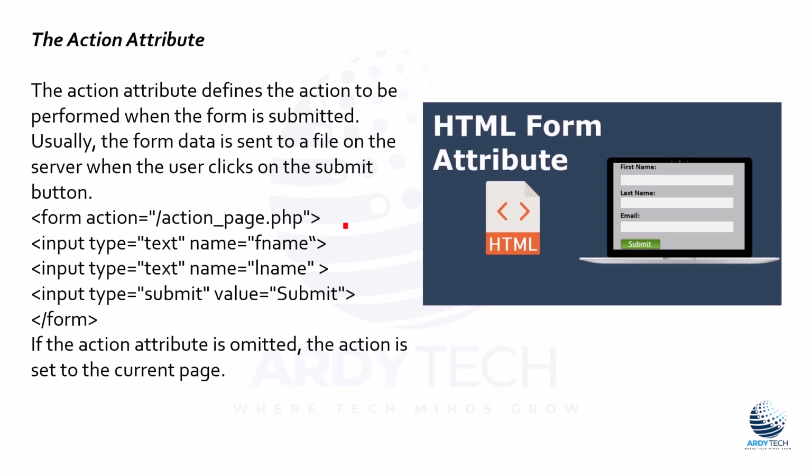The action attribute in form designs is also important. The action attribute defines the action that should be performed when the user clicks on the submit or send button on the web page. Usually, the data is sent to a server for processing when the user clicks on the submit button. For example, here, when the user clicks on send, this page can be sent to this backend, to the action page.php. This is where this form will be submitted to. That is the essence of the action attribute.